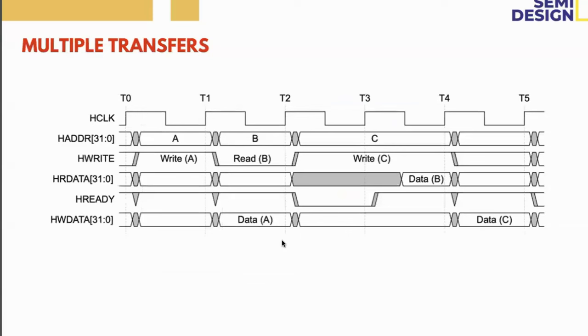Next, multiple transfers. Before, we have seen only one or two transfers, right? If there are multiple transfers, say three, how can we check? So here HADDR is A in the first clock cycle, and it is a write. Once write A is completed, then in the next clock cycle, here the data is the write data.